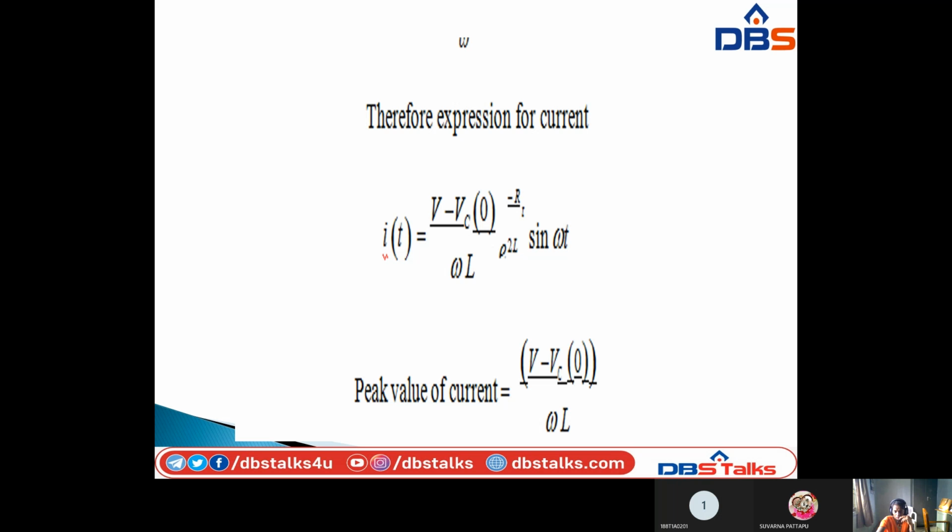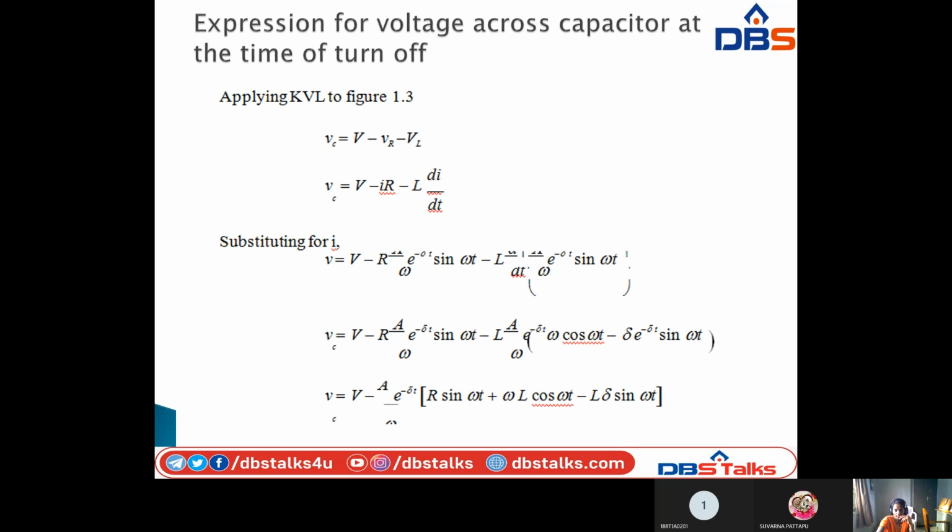Peak value of current equal to V minus Vc of 0 by omega L. At peak value of current, when you are taking sine omega t, the peak value occurs when omega t will be pi. So sine pi, that is sine 180.